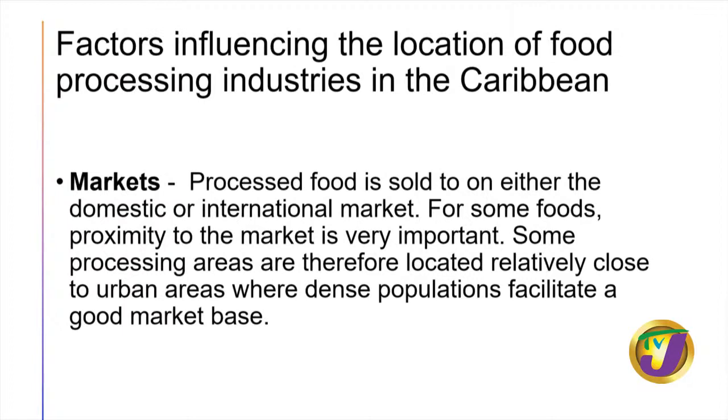Now, another feature of an urban space that makes these areas sometimes favorable to the food processing industry is the fact that they provide very significant markets. Processed food is often sold on either a domestic market, meaning it is sold locally to local consumers like you guys, so food that's produced in Jamaica, sold in Jamaica, or it is sold on the international market.